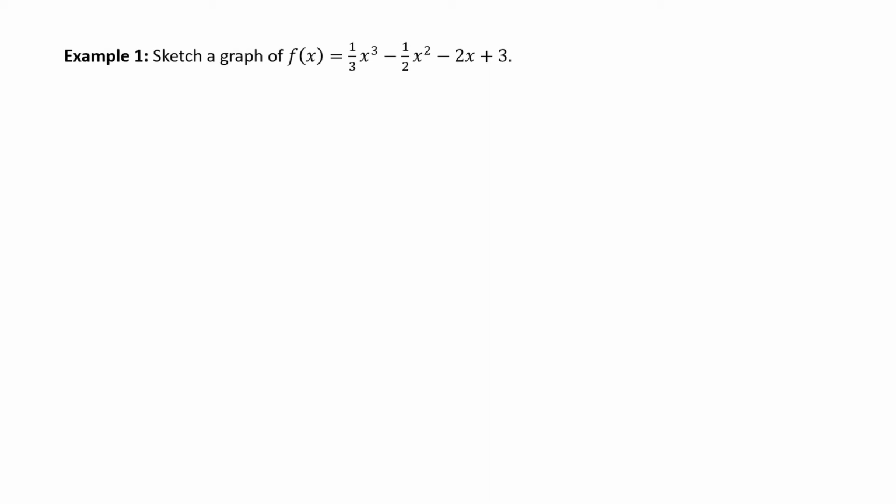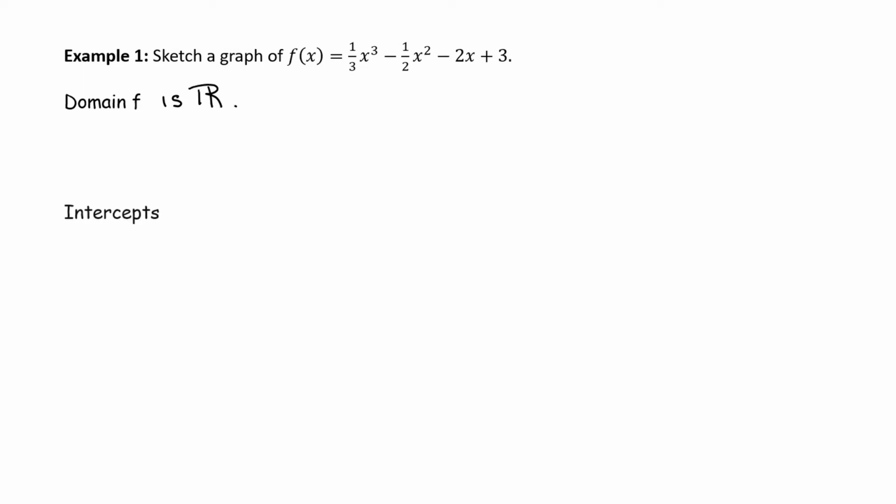Let's get started. Example 1. Sketch a graph of f of x equals 1/3 x cubed minus 1/2 x squared minus 2x plus 3. Following the guidelines provided at the beginning of this section of notes, we'll start by looking for the domain. Since f of x is a polynomial function, we know that the domain is the set of reals.